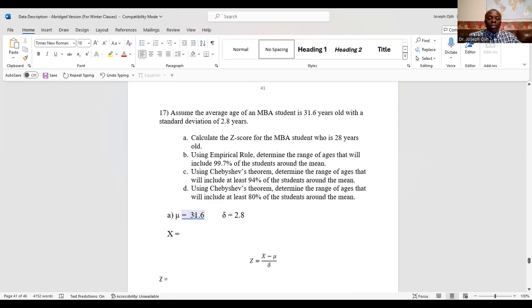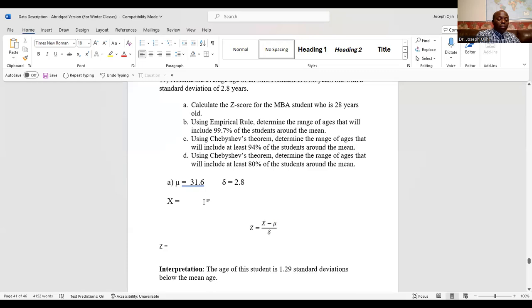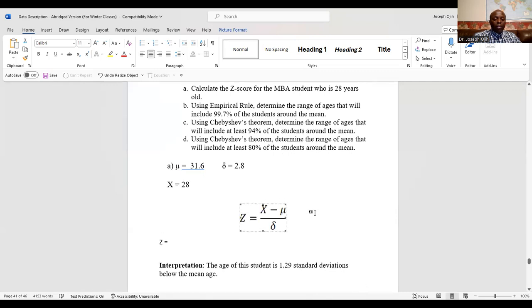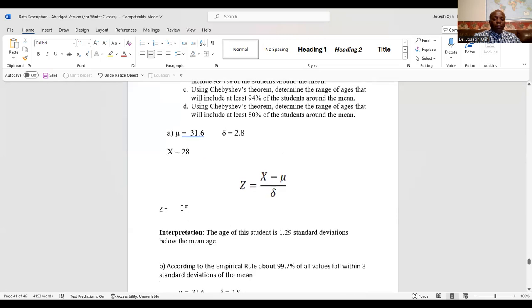We have it here. The mean is 31.6 years, and the standard deviation is 2.8 years. Part A says, calculate the z-score for the MBA student who is 28 years old. In that case, our X is 28 years. To find the z-score, we use this formula: Z equals X minus the mean over the standard deviation. So our X is 28 years.